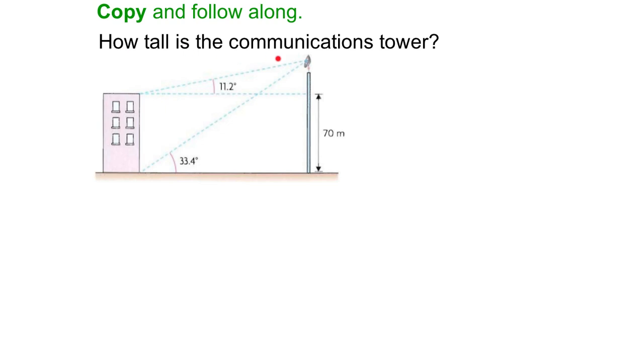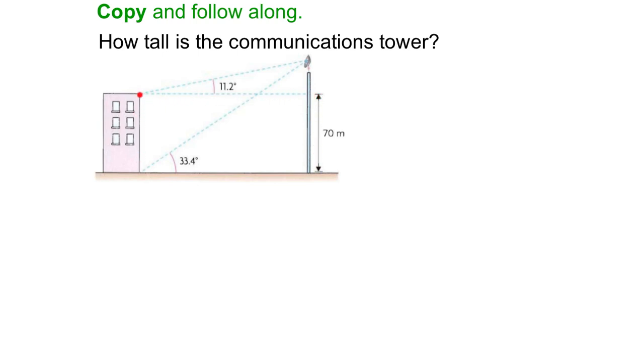How tall is the communications tower? So this is the communications tower. Let's pretend we took these angle measurements. Somebody stood at the bottom of this building and they measured the angle of elevation looking up to the top of the tower, and it was an angle of 33.4 degrees. We know that this building is 70 meters tall. That's where this came from.